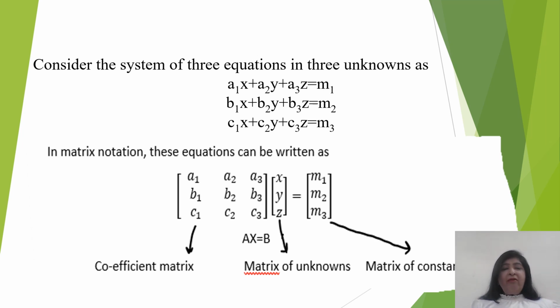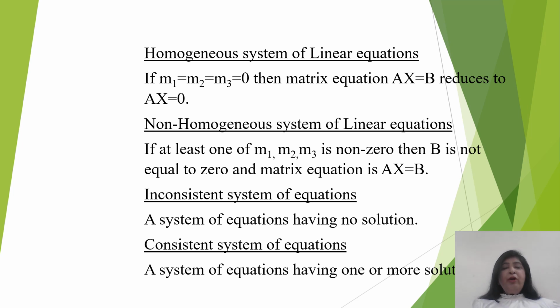Now I have the system of three equations in three unknowns that was discussed, and in the matrix form it may be written as AX = B. Now what do we mean by a homogeneous system of equations, and what do we mean by a non-homogeneous system of linear equations? Now we have AX = B, which is said to be a non-homogeneous system of equations.